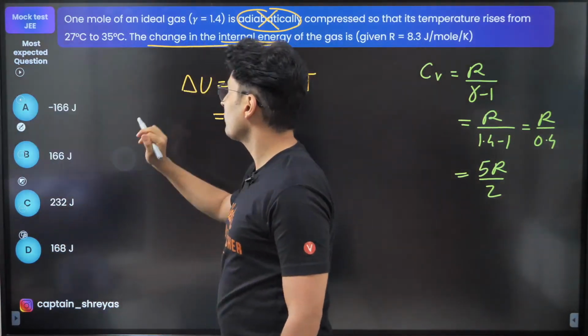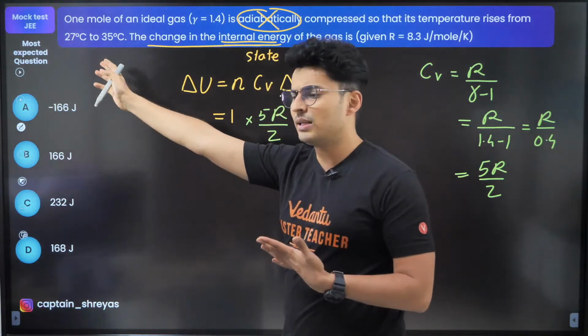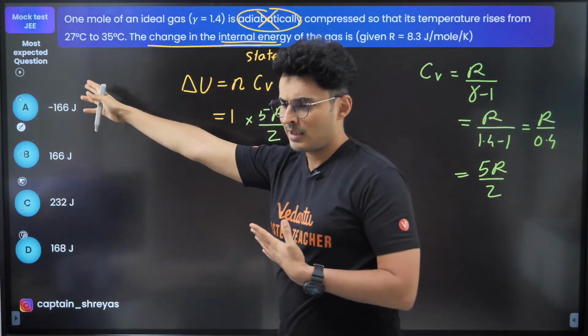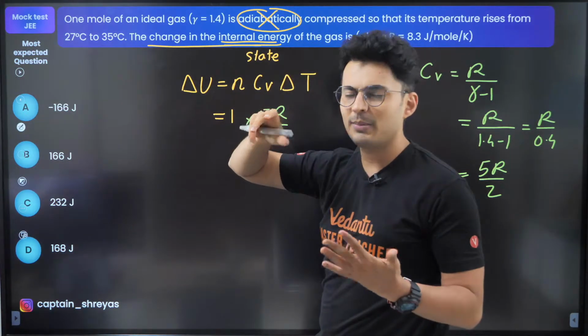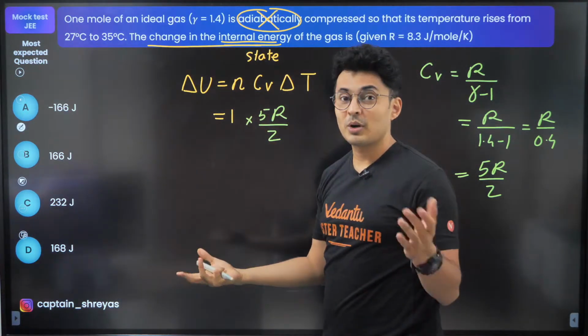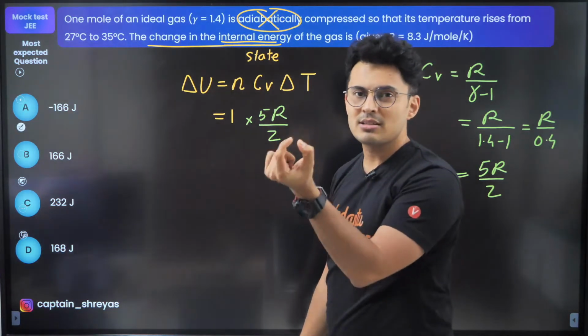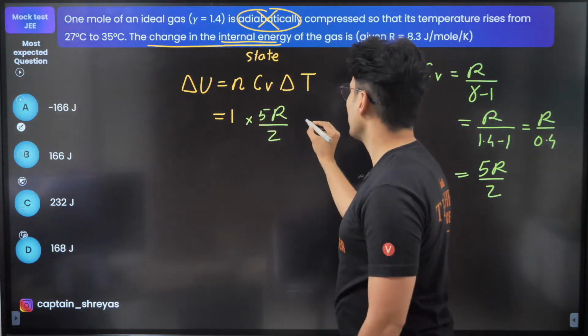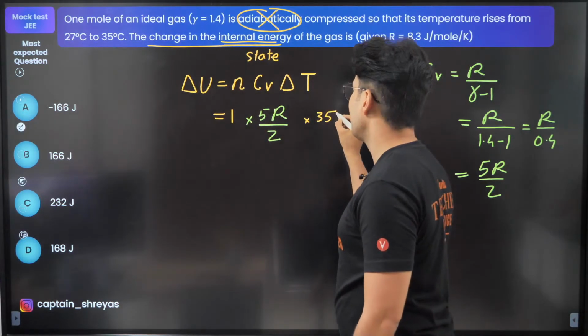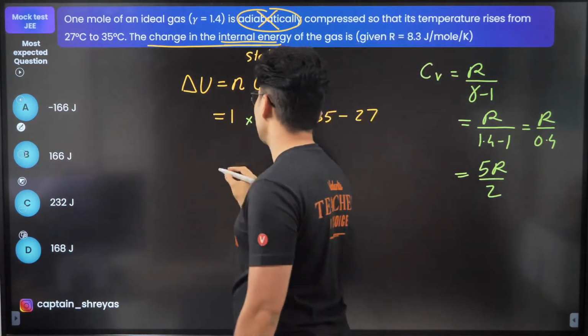And the change in temperature, should I convert it into Kelvin? Yes or no? Come on, think about it. Obviously not, because delta T, difference is asked. So the difference in temperature in Celsius or Kelvin is going to be the same. So you can just write it as 35 minus 27, of course.